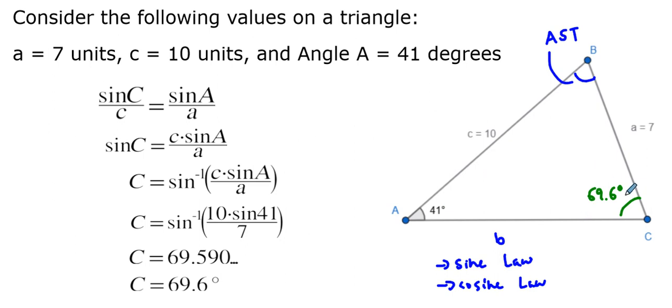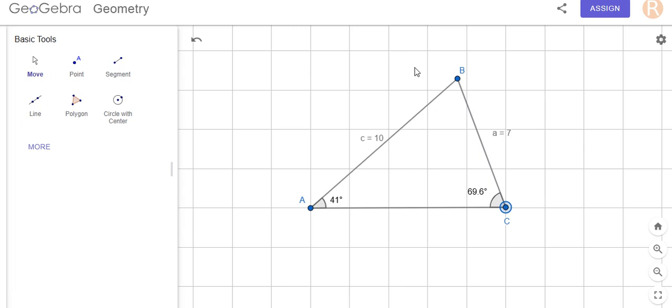The question is, though, is that the only triangle that you could make with that information? Most of the time when we're given information for a triangle, we imagine that there's only one picture that we can draw. But is that true in this scenario? Let's go over to GeoGebra and take a look.